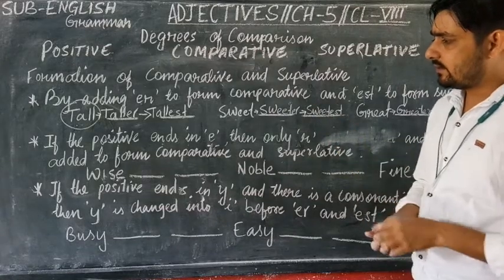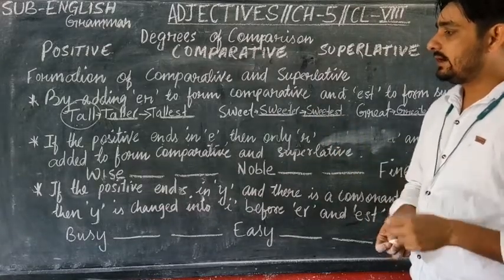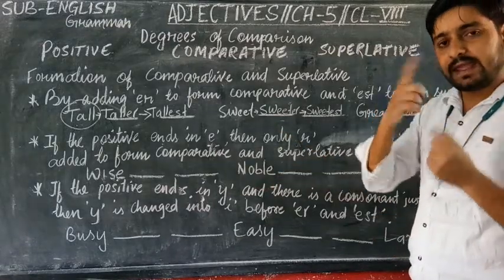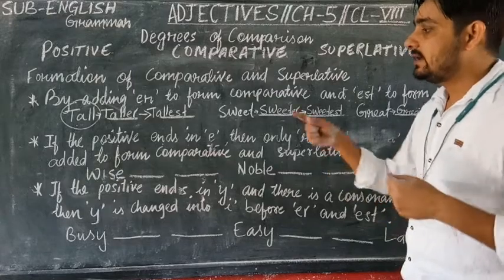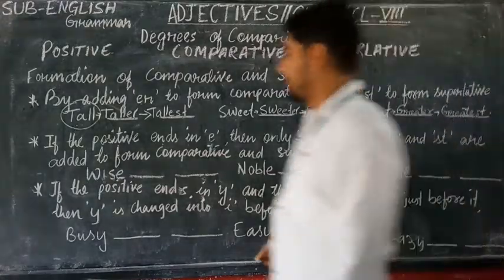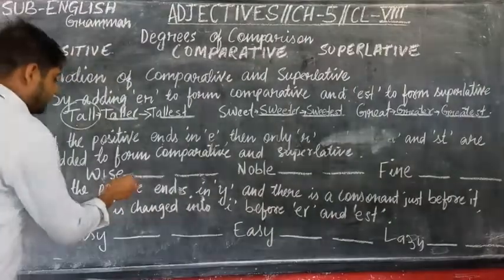then without removing any letter from there, what do we do? We will add only R to make the comparative, and we will add ST to make the superlative. Let's see by making this comparative.